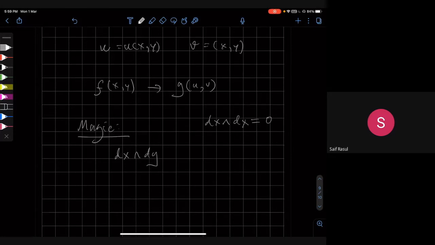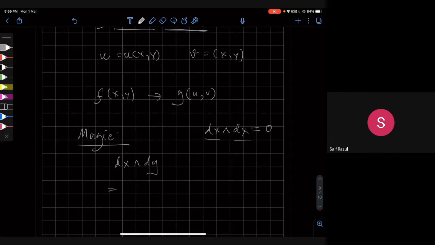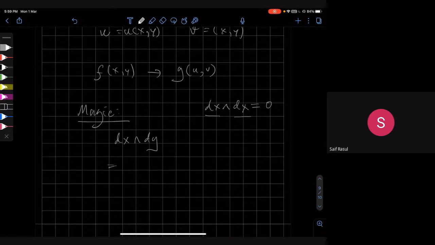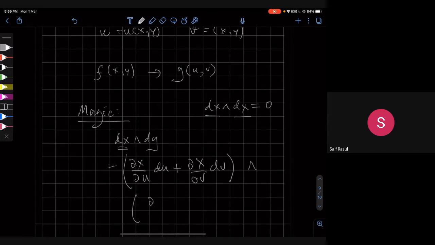Right? Because it's antisymmetric and we are taking the product with itself. So this thing, we can now express dx as the partial derivative of x with respect to u du plus the partial derivative of x with respect to v dv. Right? This is just this part wedged with dy, which is the partial derivative of y with respect to u du plus the partial derivative of y with respect to v dv.